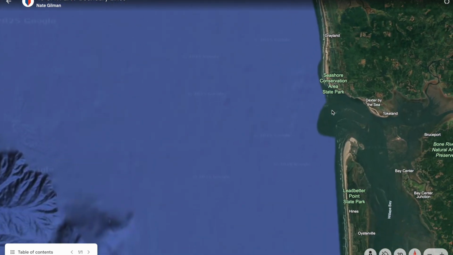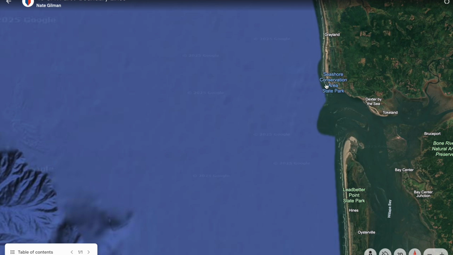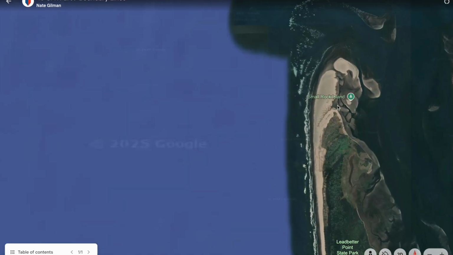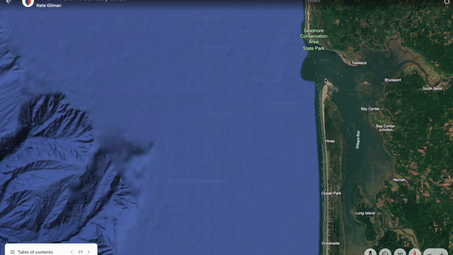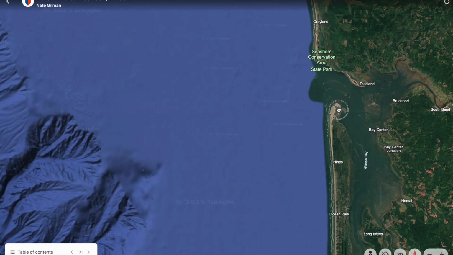Same thing with Tokeland, right? Just common sense says there's a line that comes across from Grayland all the way over to the point on the other side, on the end of Long Beach. That whole thing is just going to be all of Tokeland and Willapa Bay are inland waters.